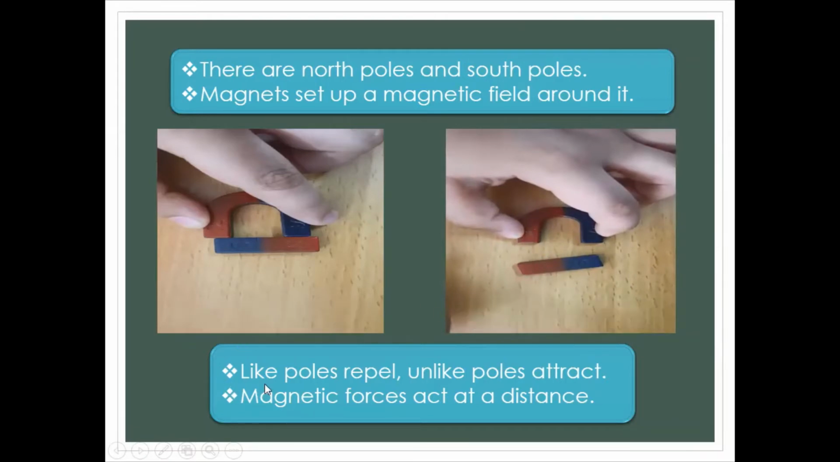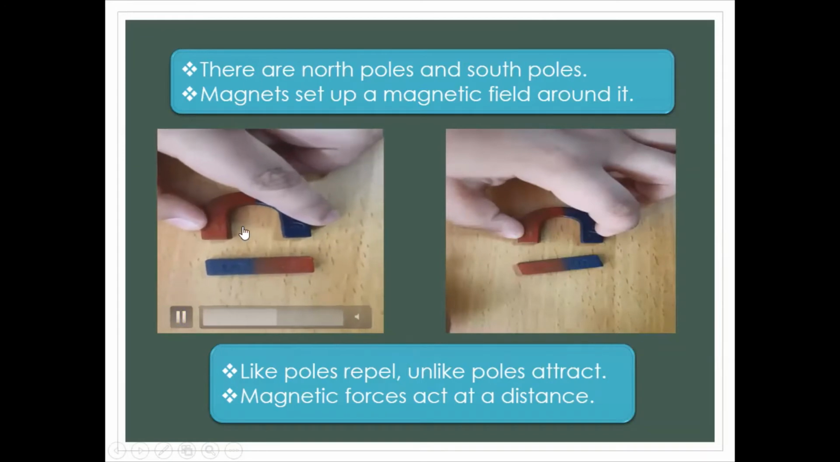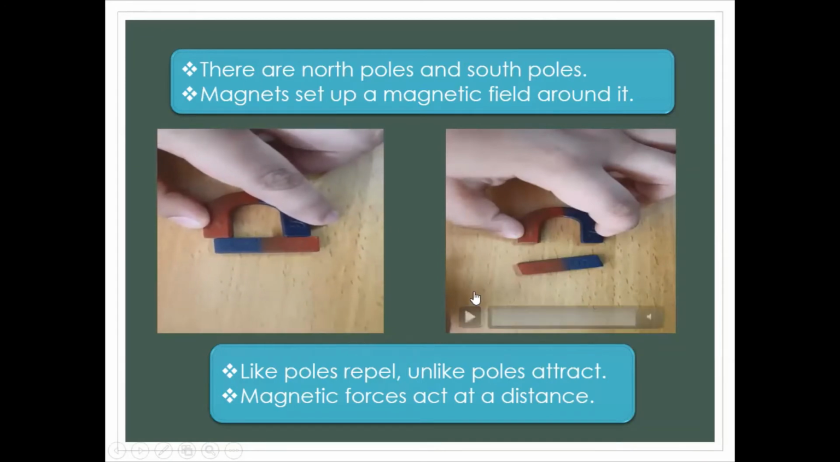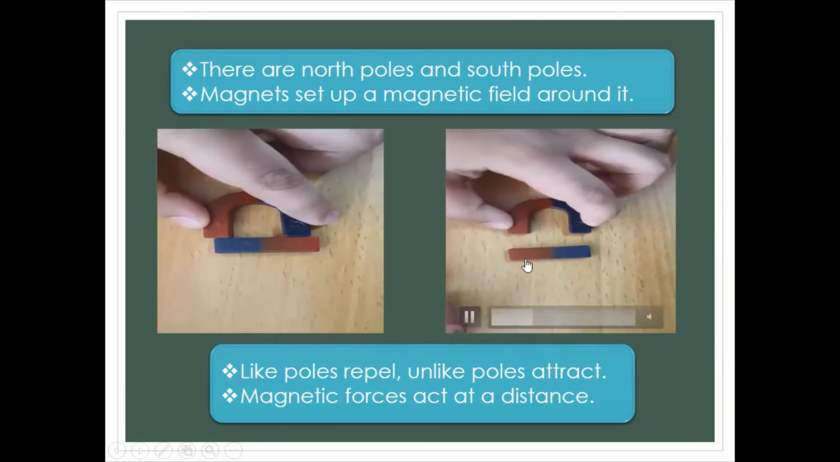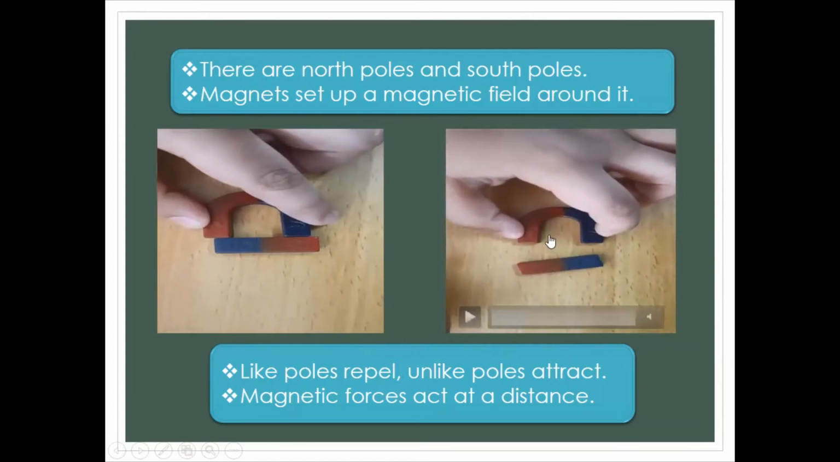So what are the rules? Like poles repel each other, meaning same poles repel each other, and unlike poles attract each other. Just watch. Unlike poles attract, same poles repel, moving away, having a force of repulsion. So magnetic force acts at a distance.